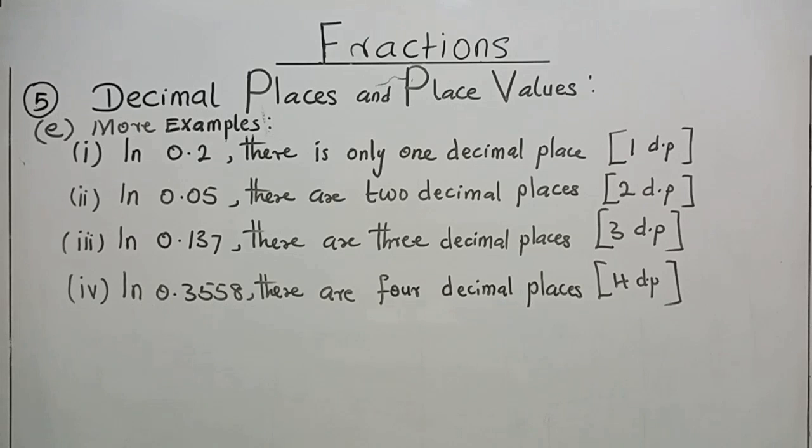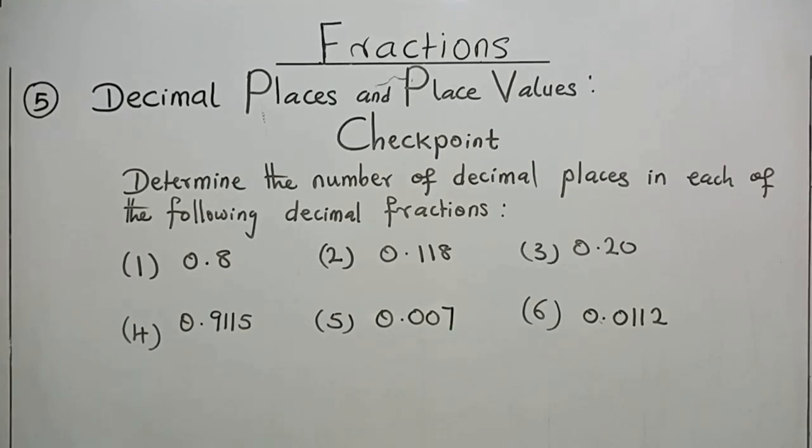Now, look out for an exercise. And here comes the checkpoint. It says, determine the number of decimal places in each of the following decimal fractions. 1, 0.8, 2, 0.118, 3, 0.20, 4, 0.9115, 5, 0.007, and 6, 0.0112.